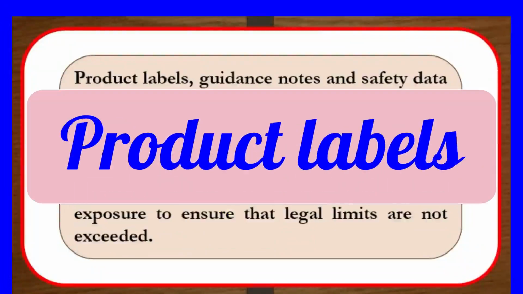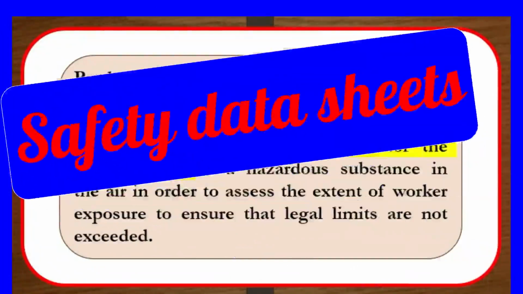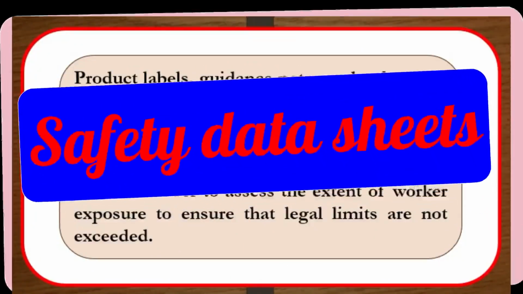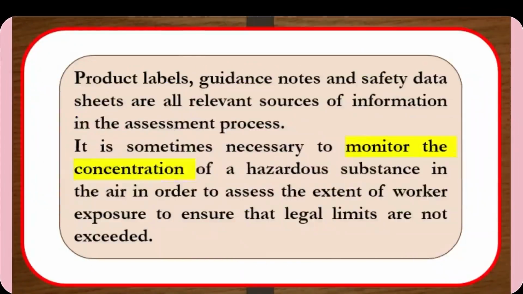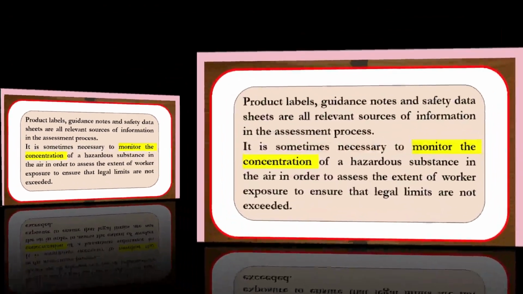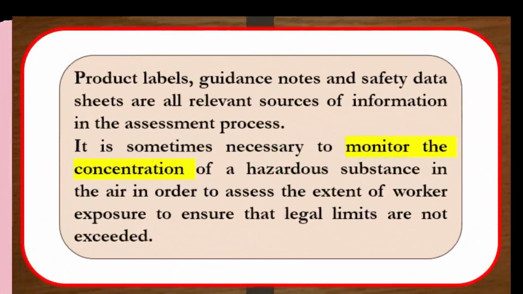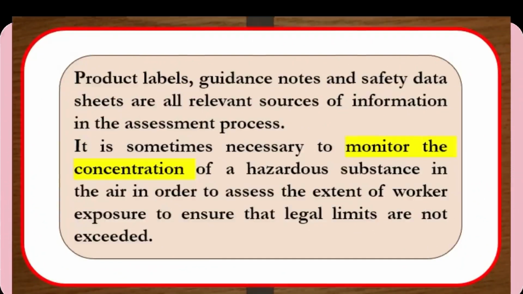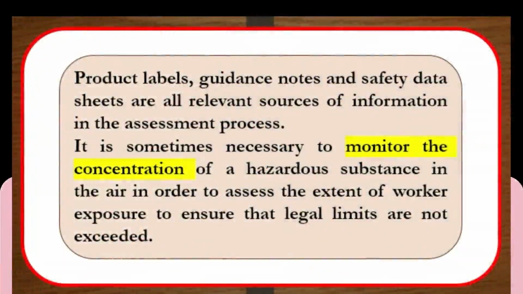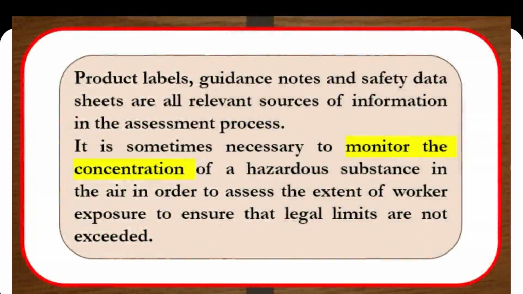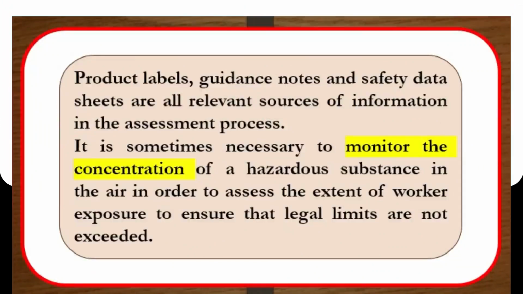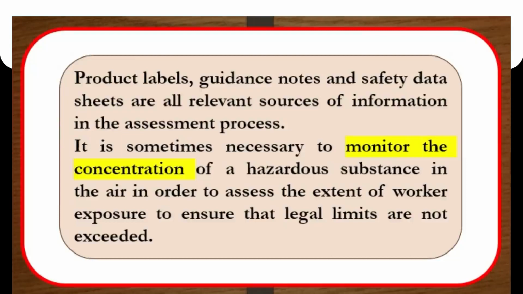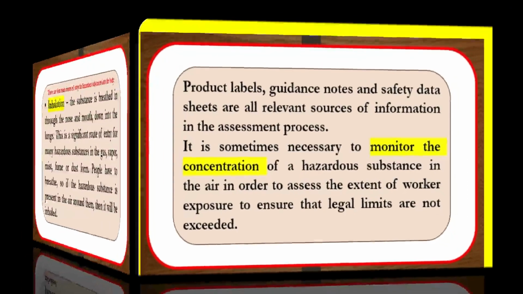Product labels, guidance notes, and safety data sheets (SDS) are all relevant sources of information in the assessment process. By these documents, you can understand the hazard and the level of risk. It is sometimes necessary to monitor the concentration of a hazardous substance in the air in order to assess the extent of worker exposure, to ensure that legal limits are not exceeded.